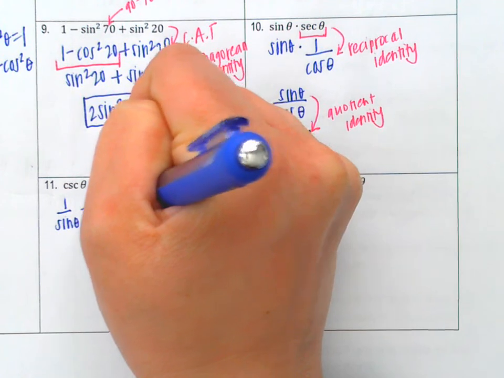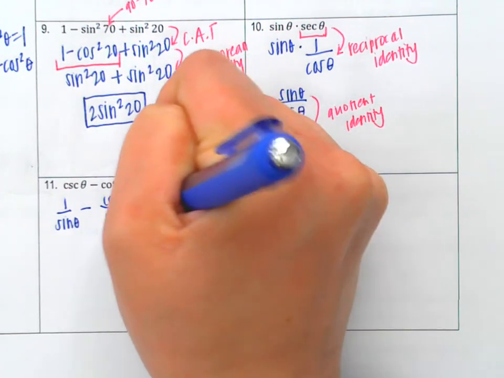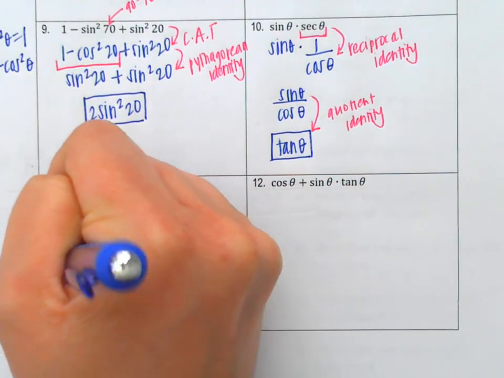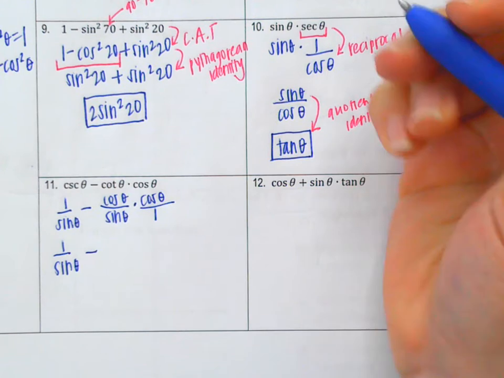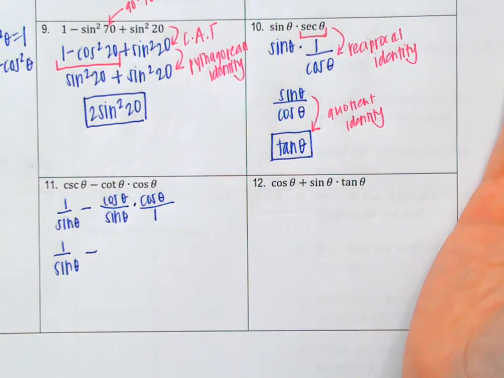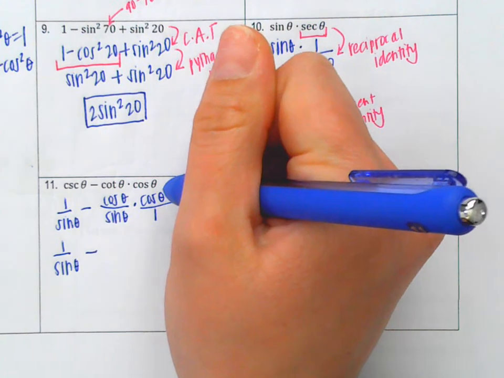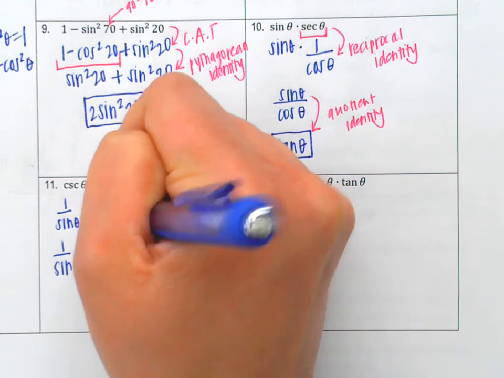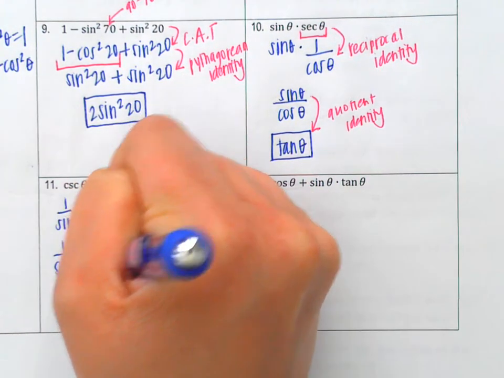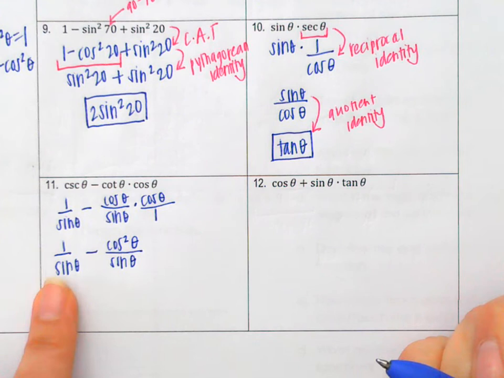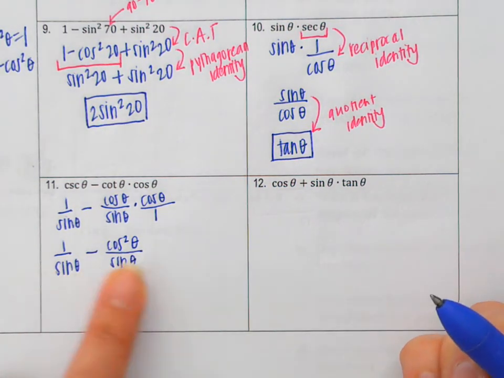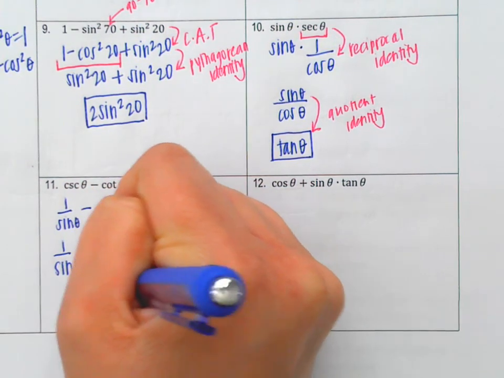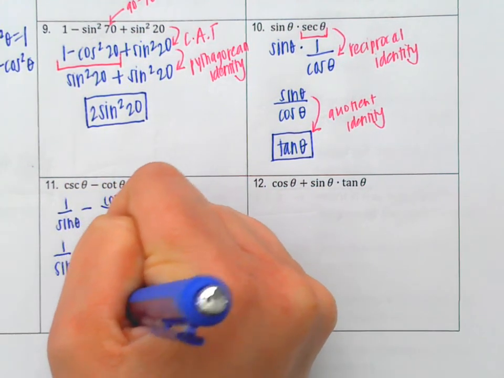And then cosine is already in terms, but I'm just going to write it over 1 so I don't get confused. Well, 1 minus sine, there's nothing I can do here. But cosine theta times cosine theta, that's like x times x, which gets me x squared. So cosine theta times cosine theta is cosine squared theta. And then sine theta times 1 is just sine theta. Now they have a common denominator. The common denominator is sine theta, so I can just write it as 1 minus cosine squared theta over sine theta.